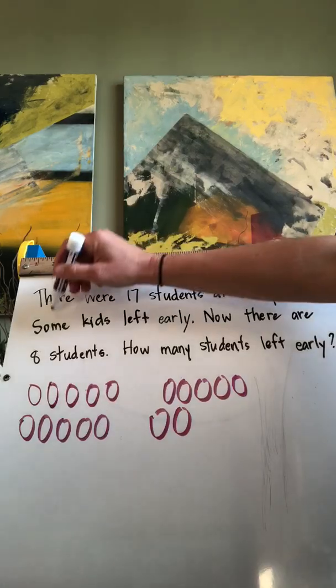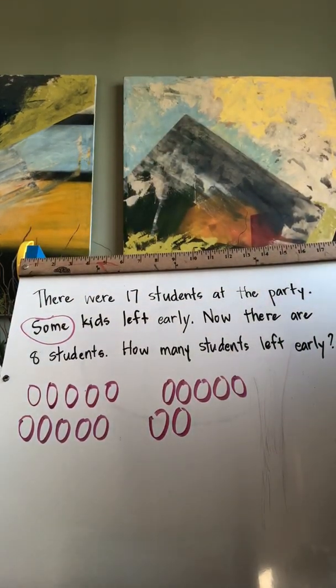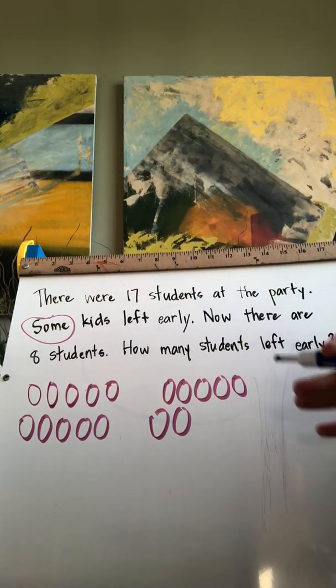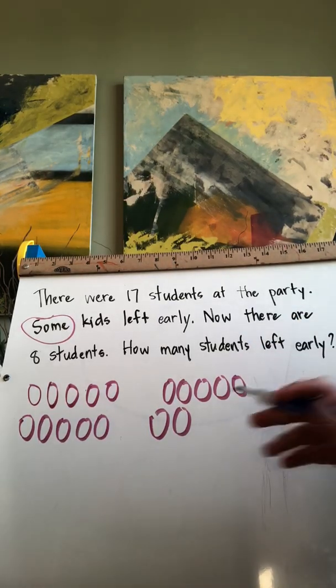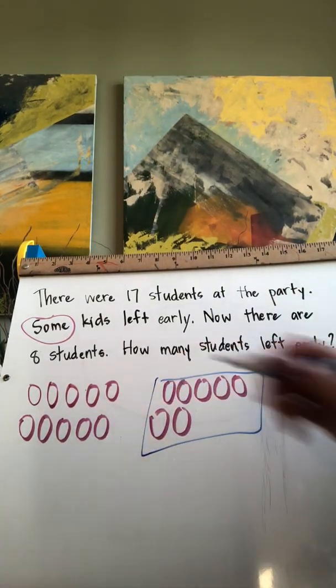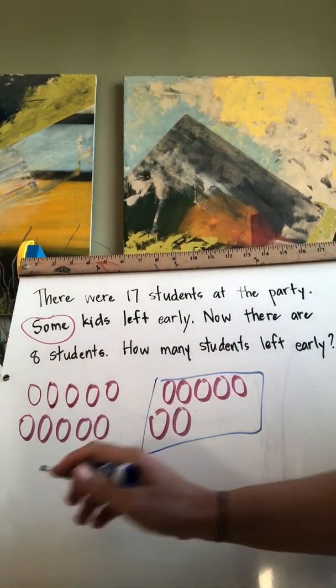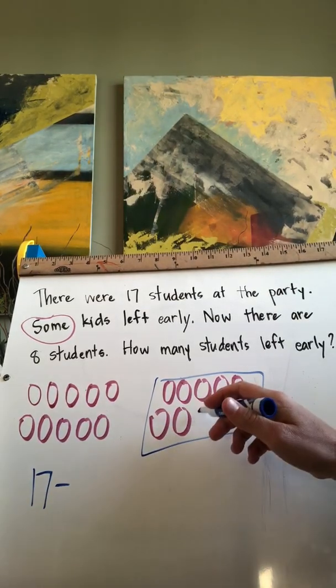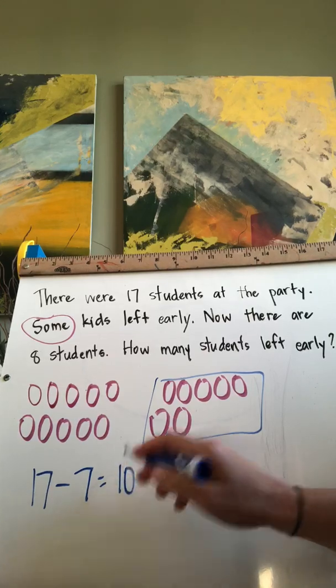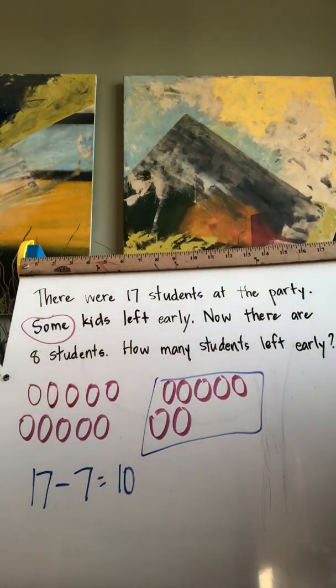Well, then it says this word right here, some. I don't know how many some is. Some is not a number, so I have to figure out that some of them left, and now there are only 8 students. So I'm going to make a 10. I know that 17 take away all of this over here is going to give me 10. So 17 take away 7 is going to give me 10. Well, that's not how many it was saying that was left.